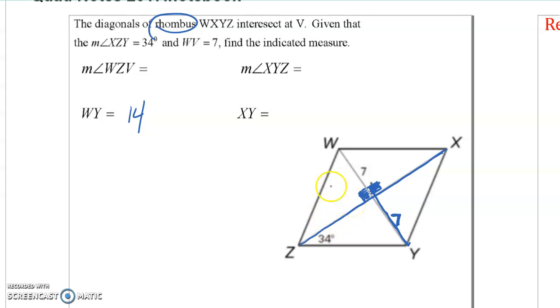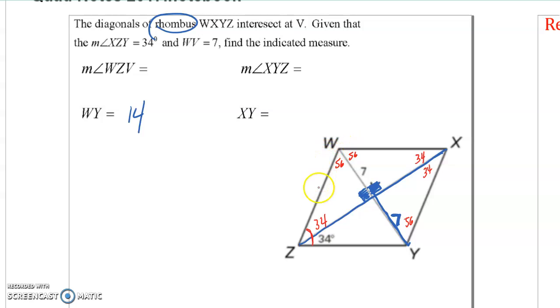In a rhombus, I know if this is 34, that this angle's cut in half. So this is 34. And because opposites are the same, this is 34. And now I also know that these angles are 56 and 56 up here. So right away, I could find all the angle measures.